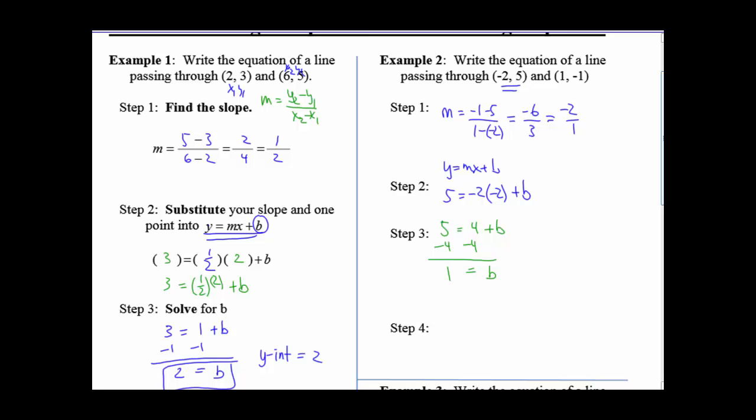So then the last part is to take our y-intercept, which is 1, or again, we could say 0, 1, and input into both m and b. So our equation is y equals negative 2x plus 1.